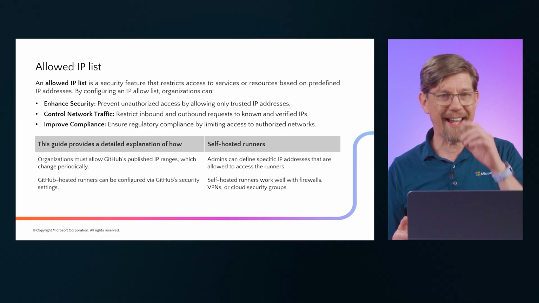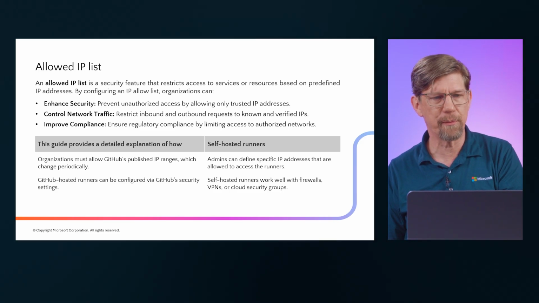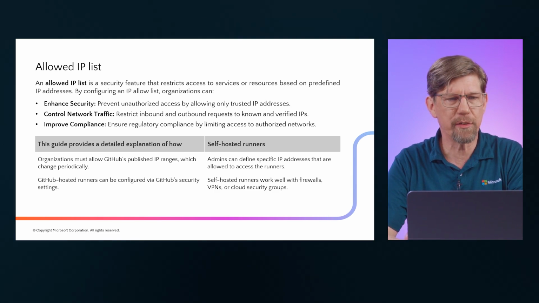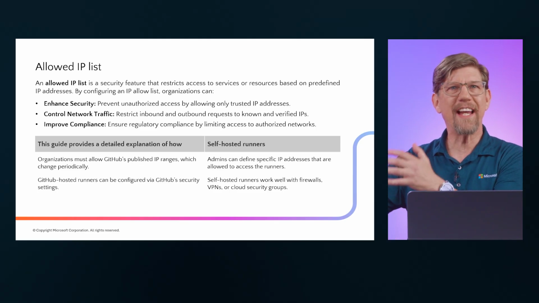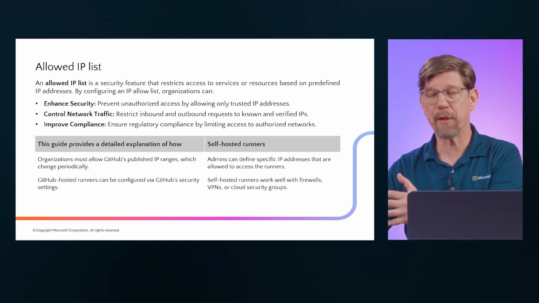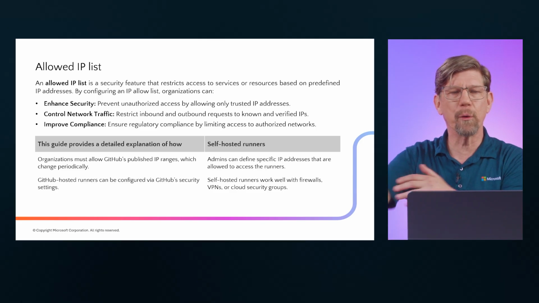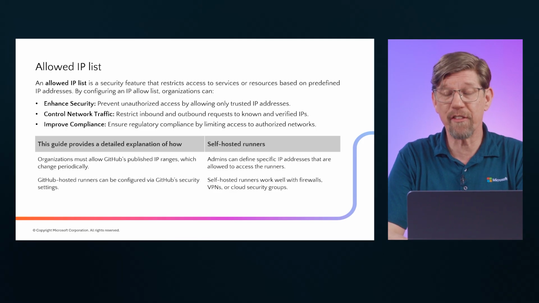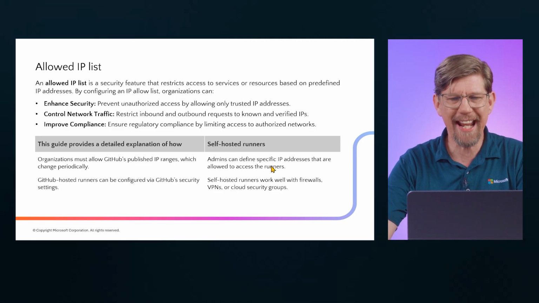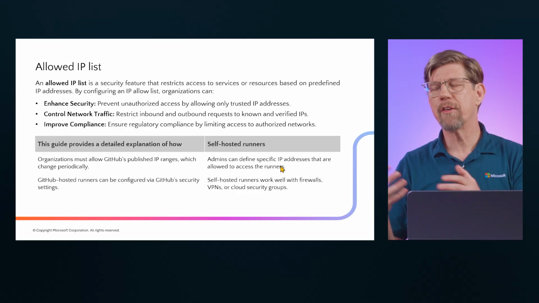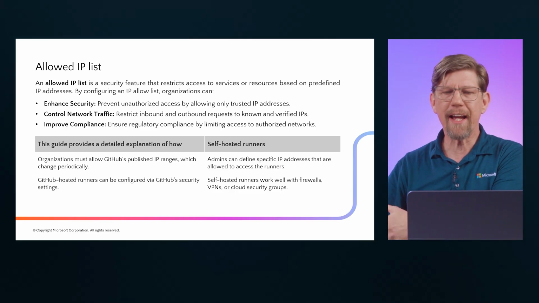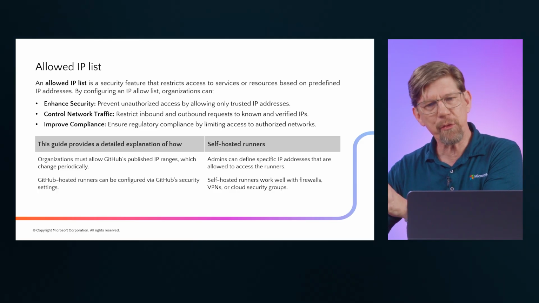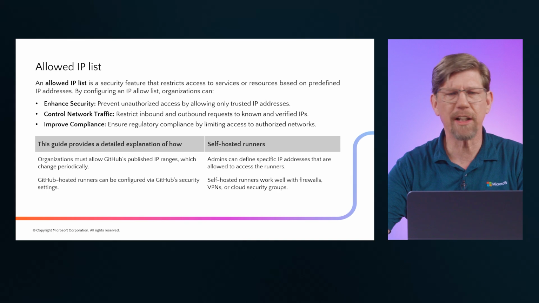So when we are looking at our self-hosted runners, we can supply an IP allow list. We can say these are the IP addresses or ranges of IP addresses that we are going to allow our runner to reach out and talk to. So the admin who's putting this together is going to be responsible for maintaining those. So you'll need to know what VPNs or cloud security groups are appropriate and keep those up to date and keep those constrained when we're looking at self-hosted runners.